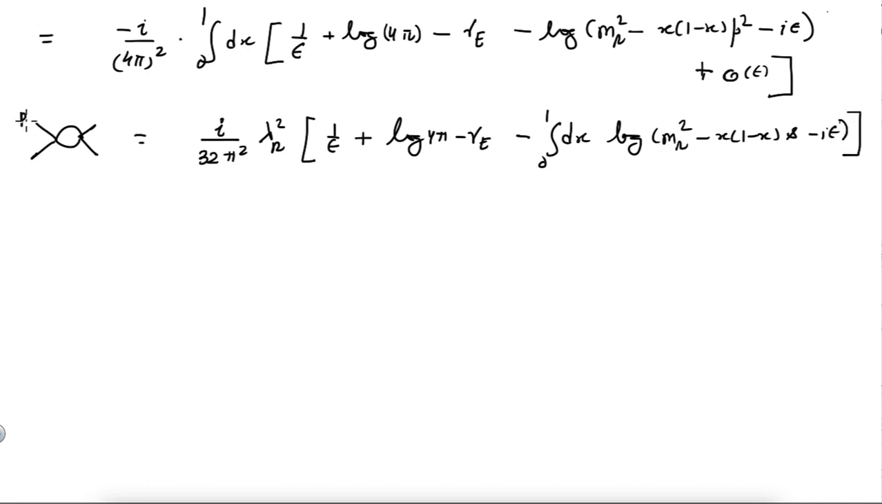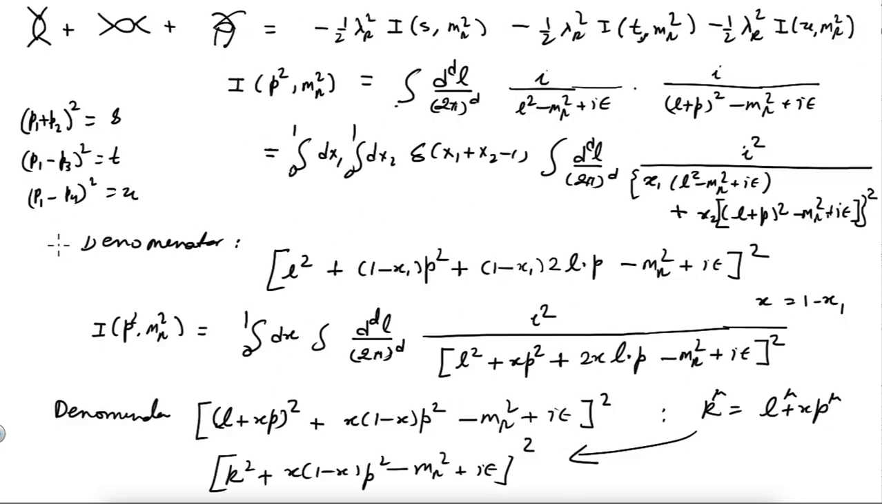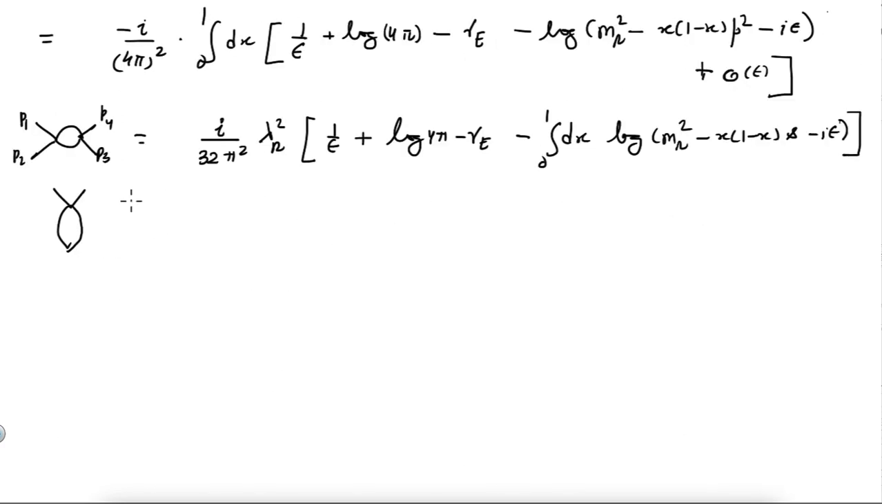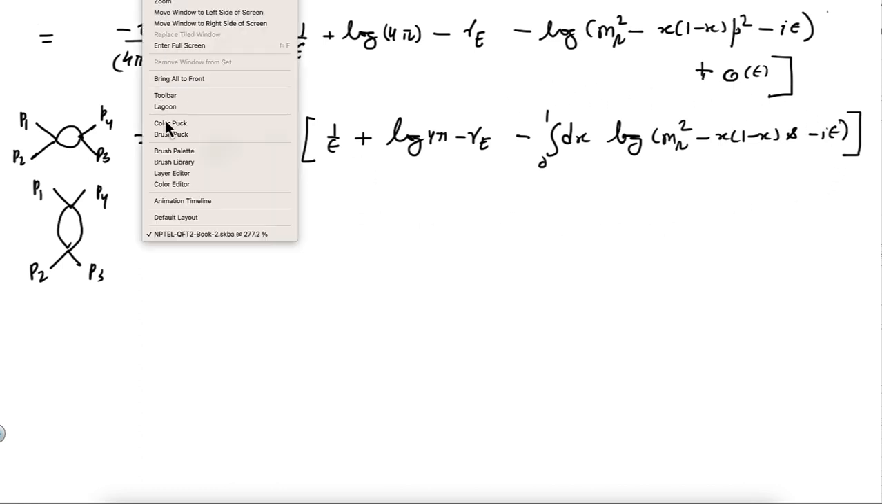Okay, this is P1, P2. And then you have this diagram. Okay, let's go back. This one involved P1 minus P4. That is u. Okay, so let's write this. So this is again the same thing. Let me see if I can just copy paste.